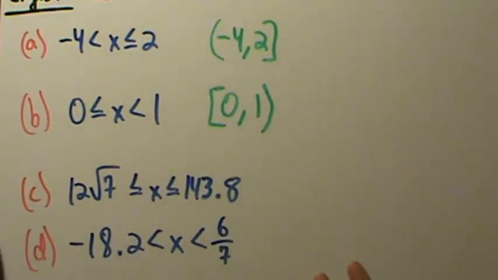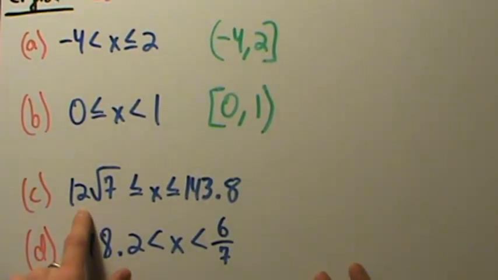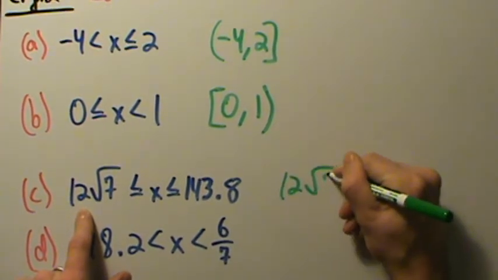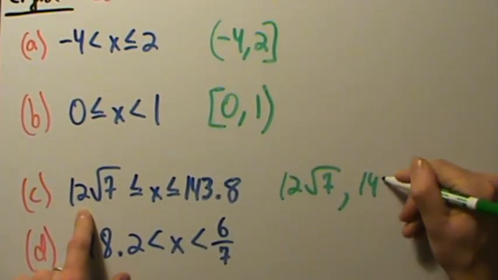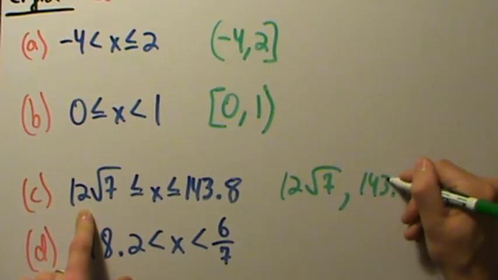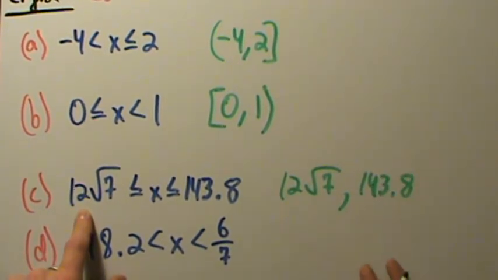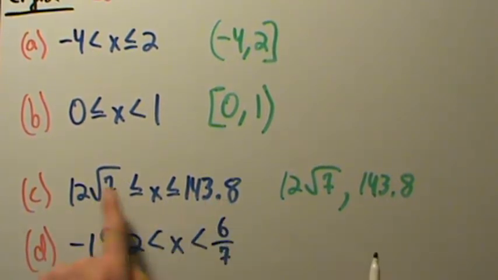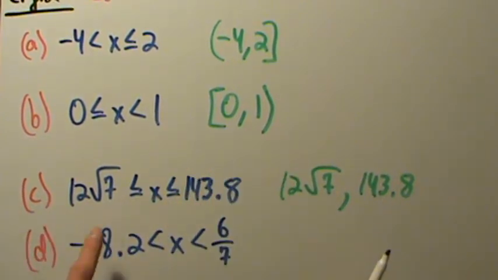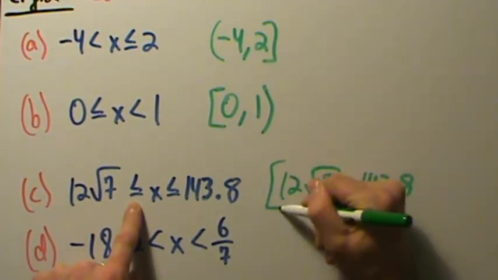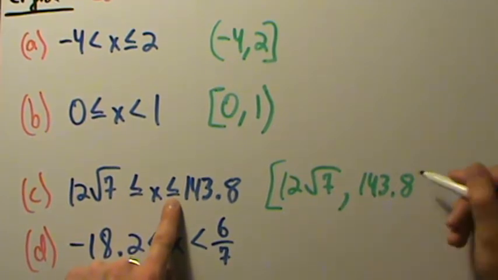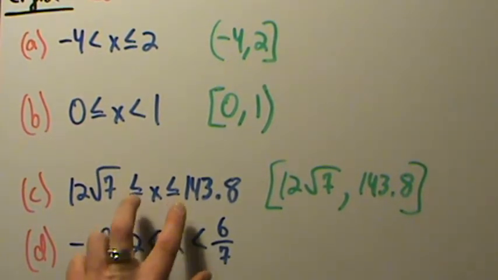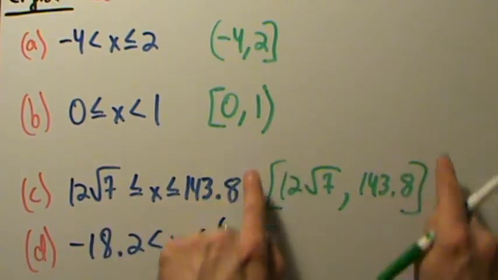How about over here? Very goofy numbers, but still the smaller one first, so 12 root 7, comma 143.8, okay? If you aren't sure, 12 root 7 is definitely smaller than 143.8, but you can toss it into a calculator to make sure. Of course it would have to be, otherwise the problem wouldn't make any sense. But anyway, how do the brackets and parentheses go? Less than or equal to x, so square bracket over here, less than or equal to, so square bracket over here. It's or equal to on both, so it's a square bracket on both, okay?